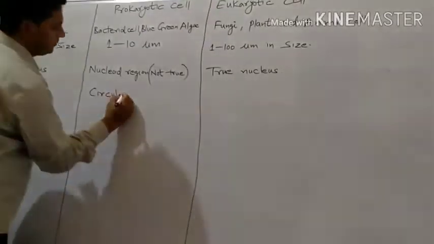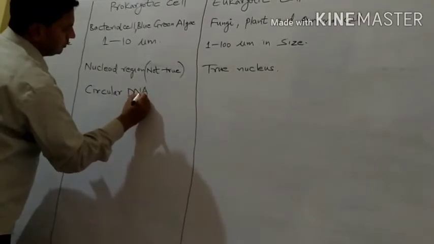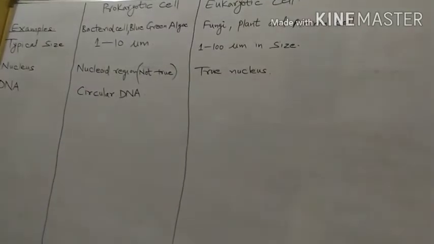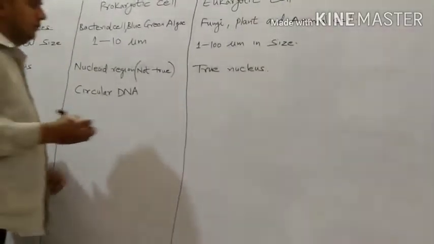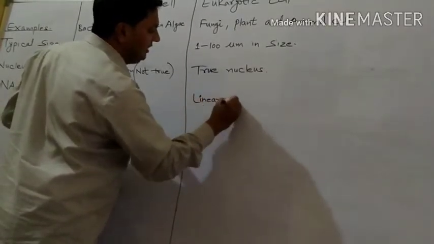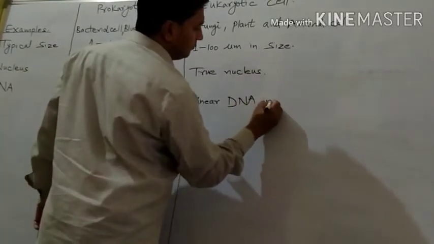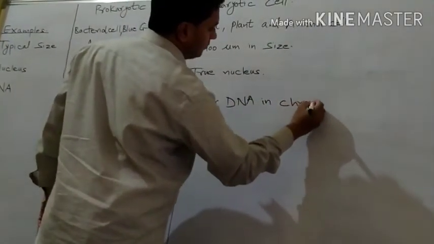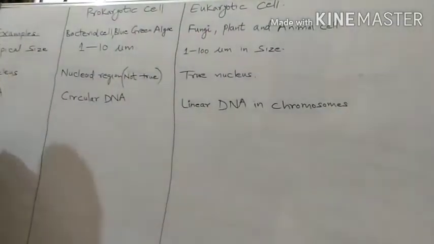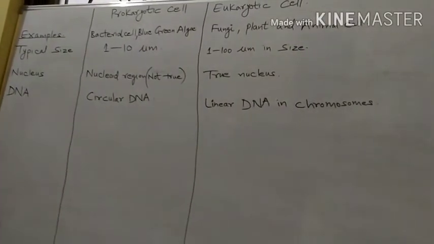Circular DNA. So circular DNA is there. And here linear DNA in the form of chromosomes is available. Chromosomes. So DNA is also clear. Then comes RNA and protein synthesis.